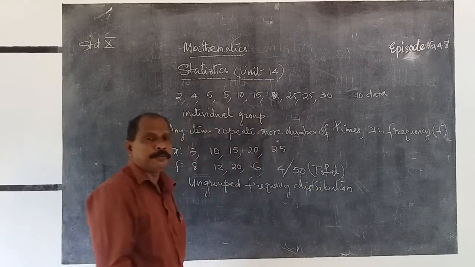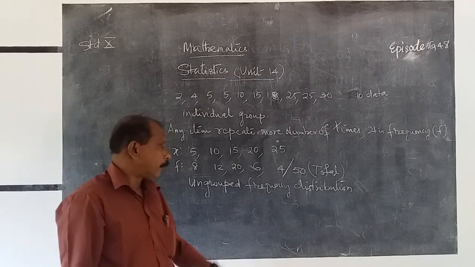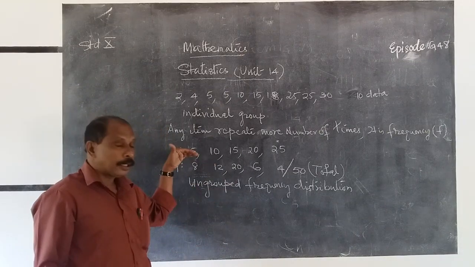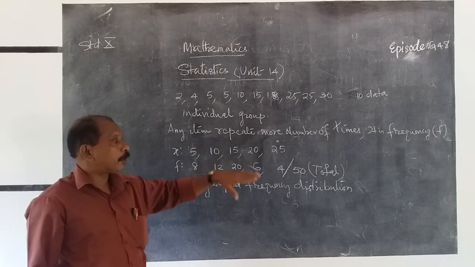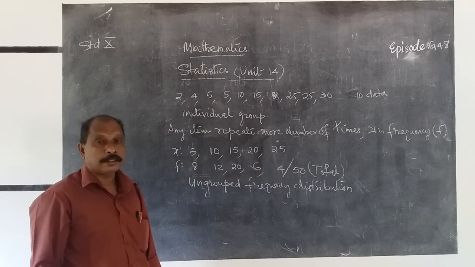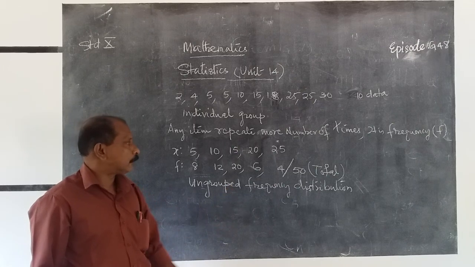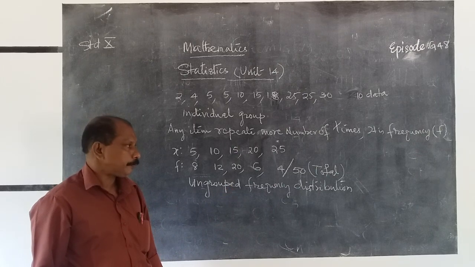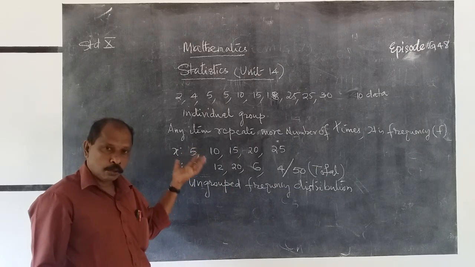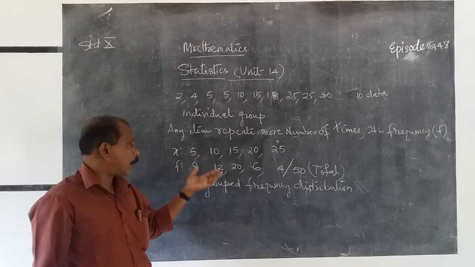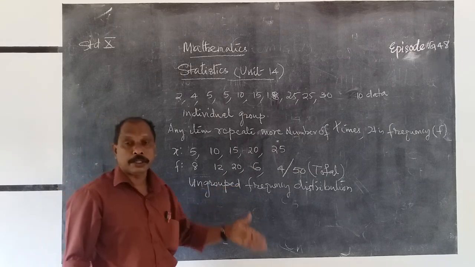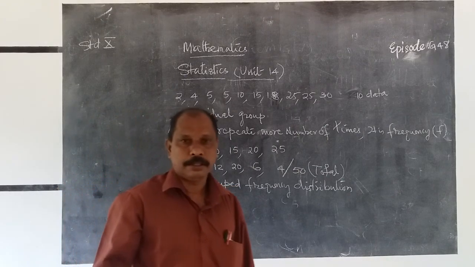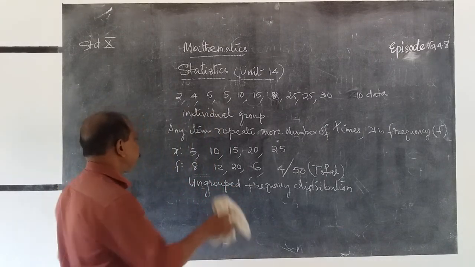What is an ungrouped frequency distribution? Let us consider numerical values. Any numerical value repeated more times, that repetition is known as a frequency. Therefore, a group with numerical values and their own frequencies is known as an ungrouped frequency distribution. Clear?